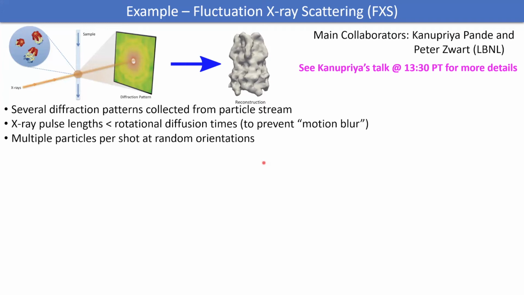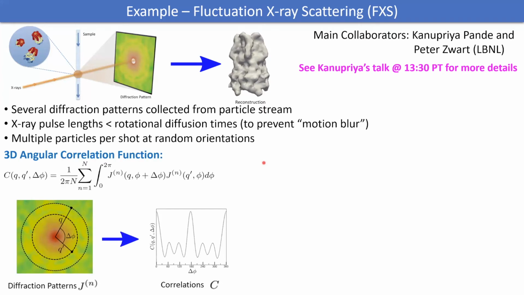One of the key things you need to get this experiment to work is that the pulse lengths of the X-rays must be shorter than the rotational diffusion times of the particles. Essentially, you need all your X-rays to simultaneously come in, hit, and scatter off the particles before the particles have a chance to move or rotate within the beam. This prevents a rotational motion blur that you'd otherwise get in the data, which would turn the data into something angularly isotropic, like you get in small angle X-ray scattering in solution.